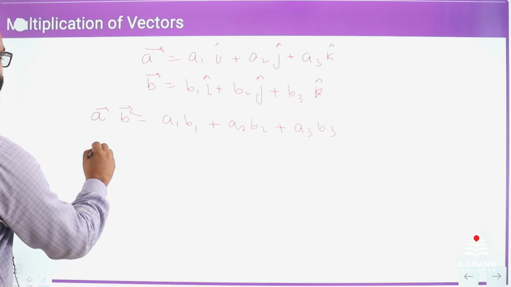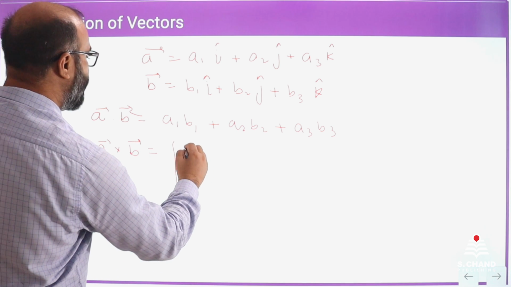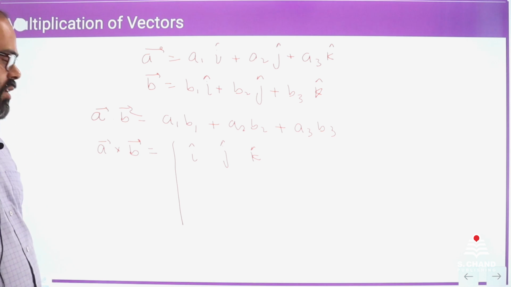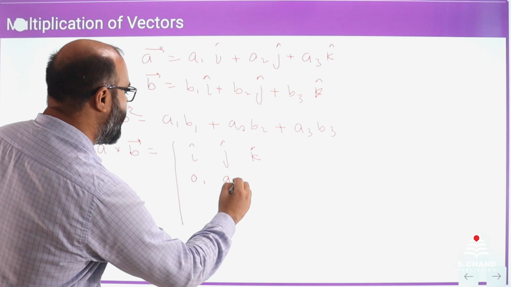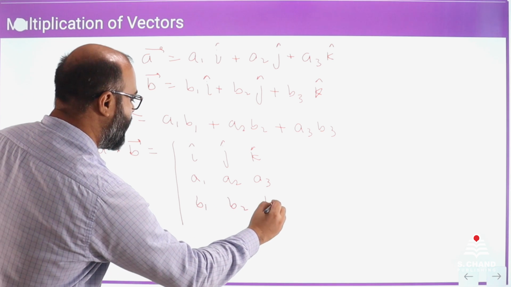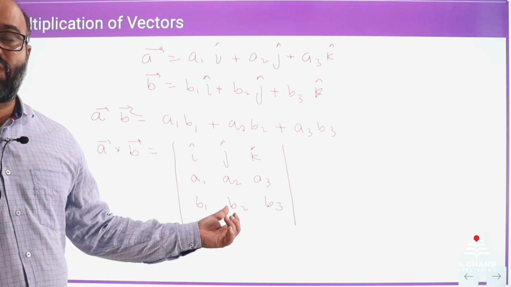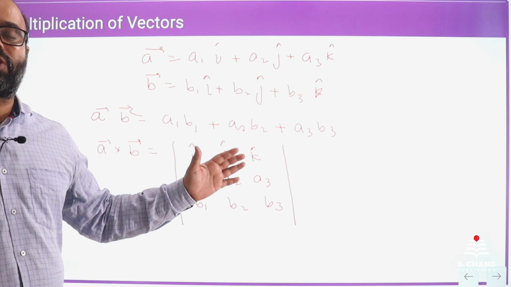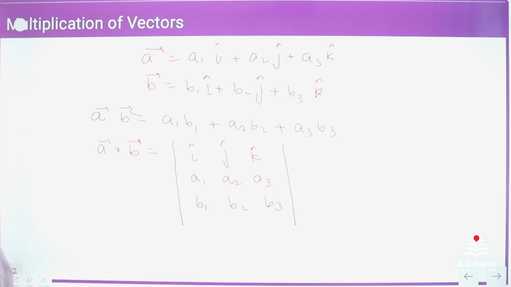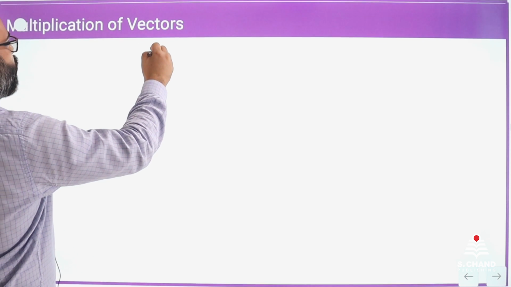And if we talk about A cross B, what will happen? That will be a determinant with first row as the unit vectors i, j, k, second row as A1, A2, A3, and third row as B1, B2, B3. Right, students? So this will be a vector quantity. When you expand this determinant by the determinant formula, you will get a vector quantity with i component, j component, and k component.